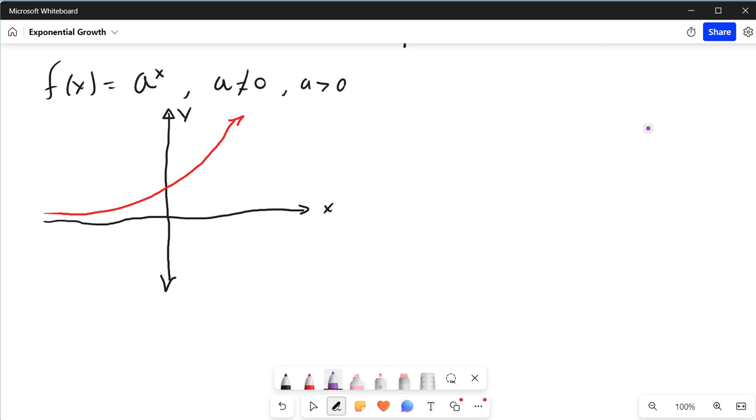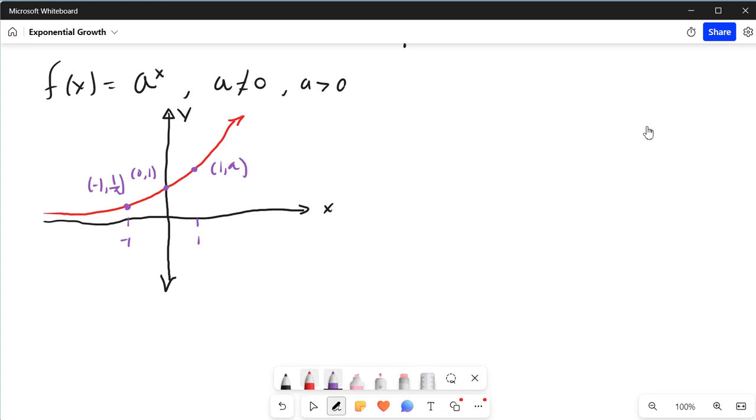And what I'm going to do here, though, is note some important points. One of the first ones is (0, 1). The second one is at (1, a). (1, a) is when we take a and raise it to the first power and we get a. But then the other point that I'll have is negative 1, comma, 1 over a. So these are the key points in either case.